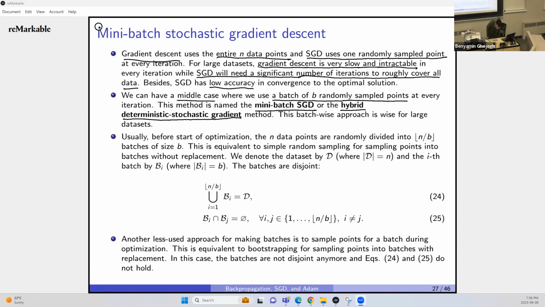Usually, before the start of optimization, the n data points are randomly divided into some batches of size B. Therefore, how many batches will we have? The floor of N over B, because I want it to be an integer. This is equivalent to simple random sampling for sampling points into batches without replacement. You can also see it as cluster sampling.